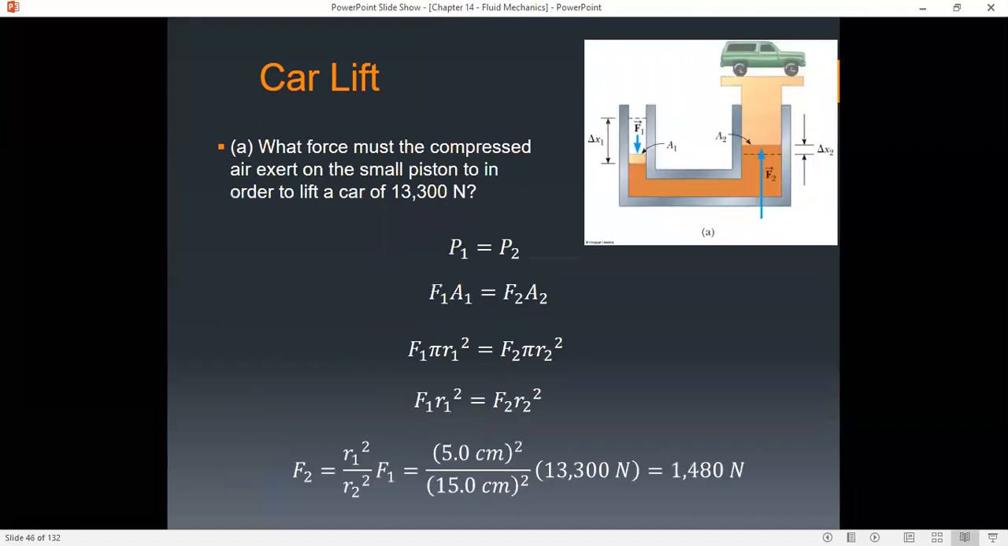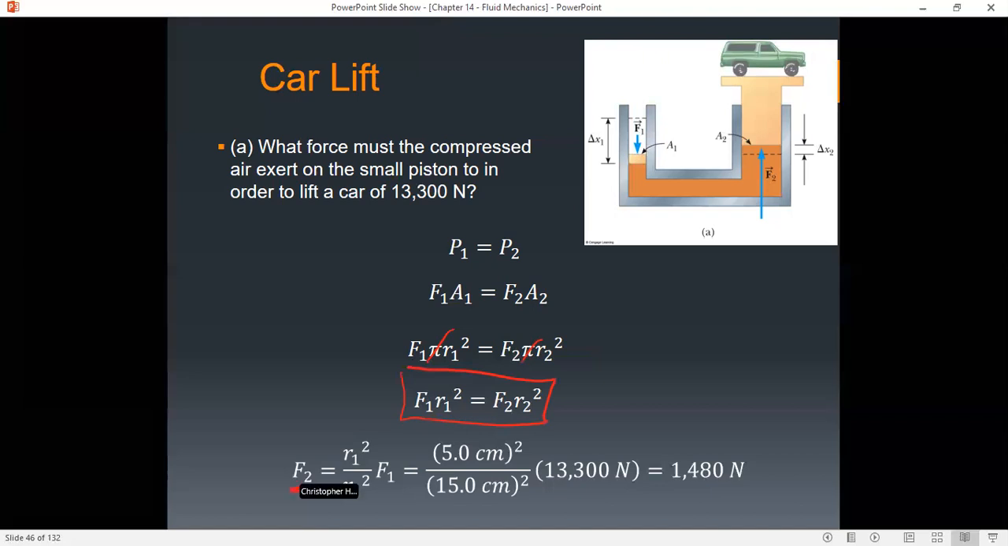In this particular case, I'm going to say what force must be exerted by compressed air on the small piston in order to lift the car of 13,300 newtons. Well, we just say what I do to one side, I do to the other side. Pressure is force divided by area. Both cylinders are circular. The pi's will cancel out on both sides. We're left with this expression right here, which compares the force and radius of each cylinder on each side.